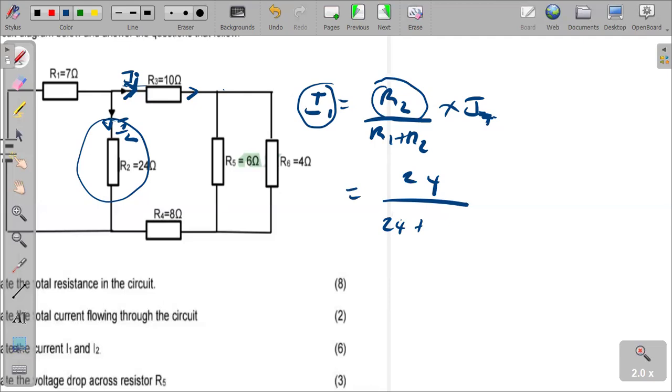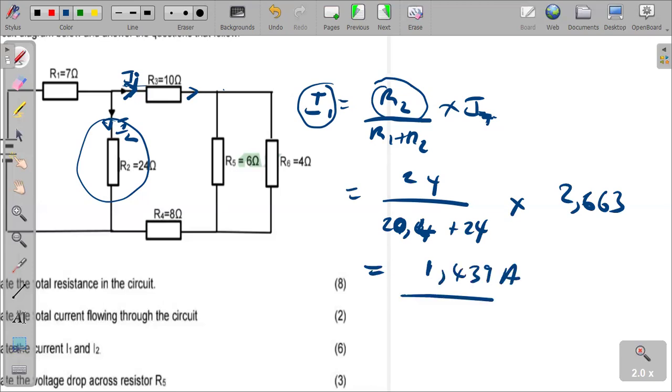So that we can just move along together, let's calculate 24 over 20.4 plus 24, multiplied by the total current. What was our total current? 2.663. And what would that give us? That will give us 1.439 amperes. That marks our current I1, right?